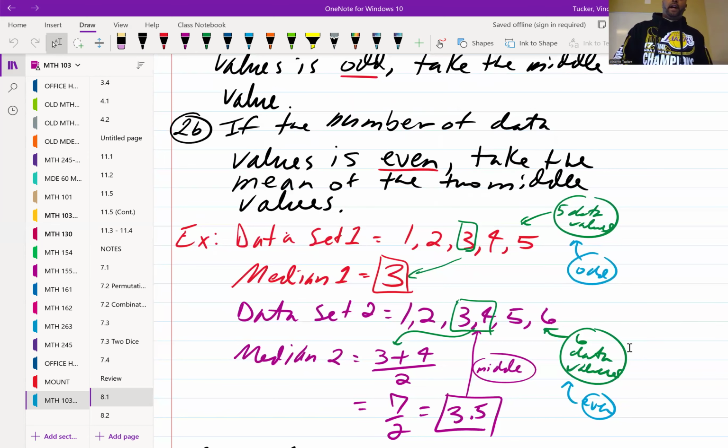For the second data set, I have an even number of data values. I have 1 through 6. So we take the 3 and the 4, which are my two middle values, add them together and divide by 2, and that'll give me 3.5, which is right there in the middle of the data set, just like the 3 was of the first data set.